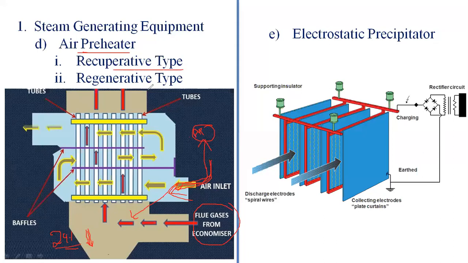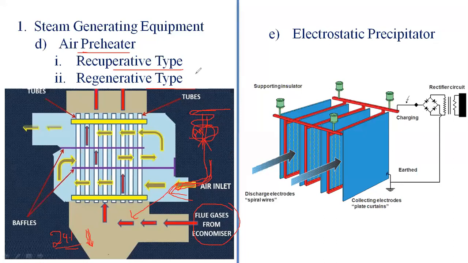There are two types. One is the recuperative type, another is the regenerative type. Recuperative type means a group of steel tubes, where the flue gases are passed through the tubes and the air flows externally to the tubes. Once the air is flowing externally, the flue gas is inside the tubes, and again the atmospheric air temperature is increased.